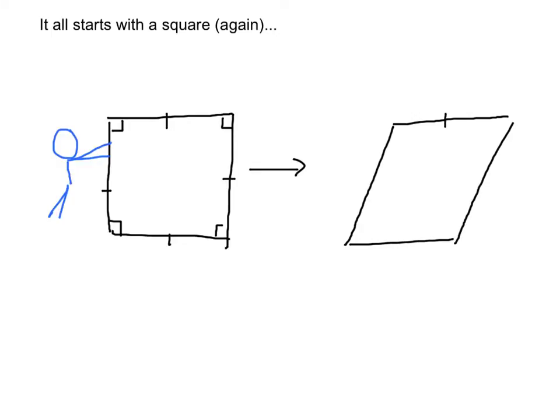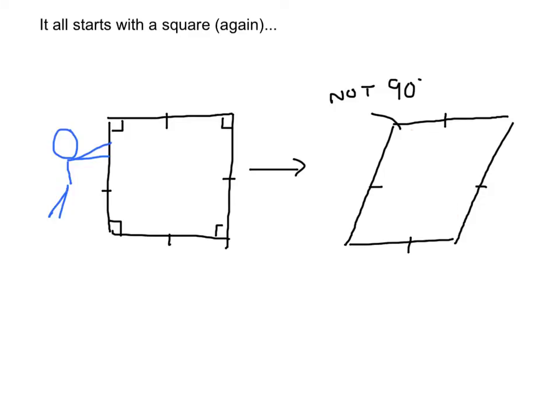And we still have those sides congruent. The side lengths didn't change at all. All that happened was it was pushed over. But notice that these angles are not 90 degrees. None of these angles are right angles. So that's the big difference between a square and this new shape, is that all of the side lengths are still congruent. The side lengths didn't change at all, but you no longer have those right angles.